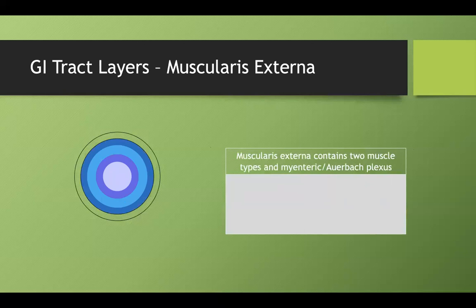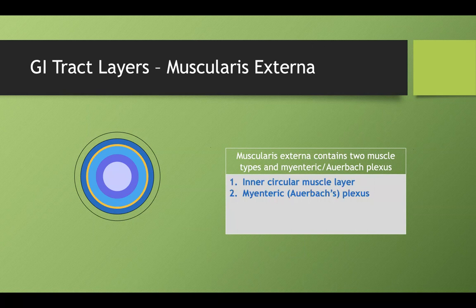Moving on to our third layer, our muscular layer. It has 3 different structures you need to know within it. So you have an inner circular muscle layer, which I'll draw now. Next you have the myenteric or Auerbach's plexus, which serves a couple really important functions. This is probably the most important structure to know within all of the GI tract layers because they love to test this in a few different conditions.